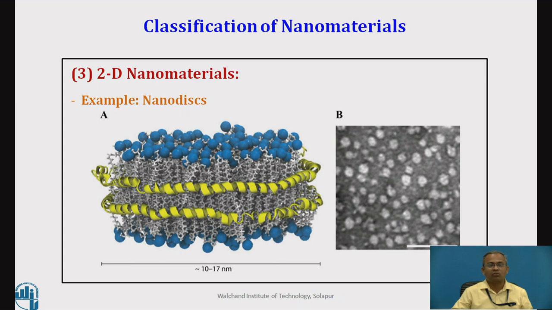The next example of 2D nanomaterials is nanodiscs. Nanodiscs are soluble nanoscale lipid bilayers formed by a self-assembly process. Nanodiscs are widely used in biomedical research, plasmonics, electronics, and catalysis. Here, figure A is an illustrative image of a phospholipid nanodisc and figure B is a negatively stained electron microscopy image of nanodiscs prepared using the membrane scaffold proteins.